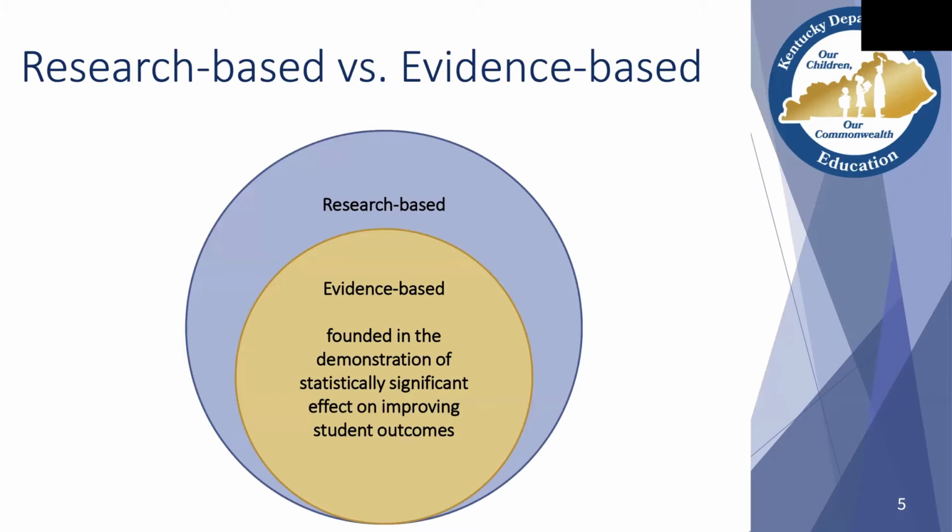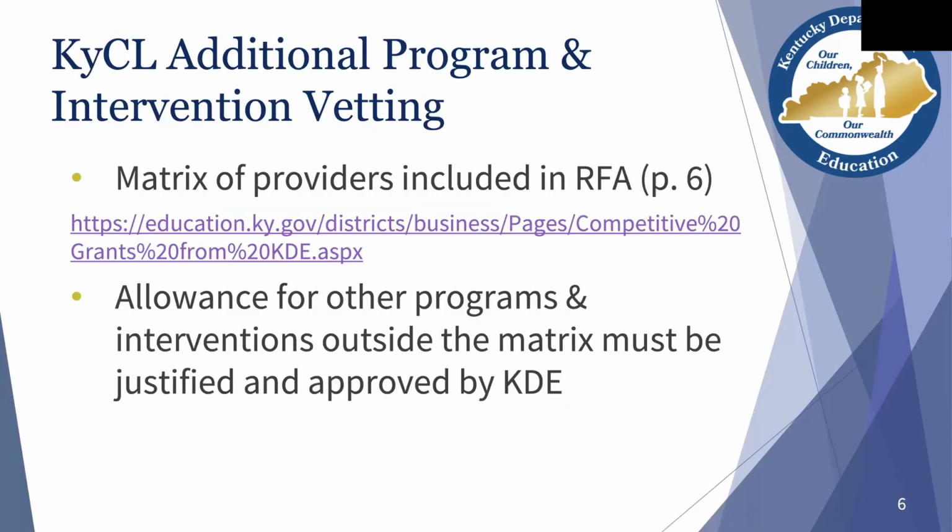We're talking about evidence-based, which falls within that category of research. There's also going to be research-based, but when we're talking about evidence, we're saying that it's founded in the demonstration of a statistically significant effect on improving student outcomes, that there is a basis of evidence that shows an improvement of student outcomes. That's our goal in everything we do, is to improve student outcomes. And so we're basing our decisions on that kind of good evidence.